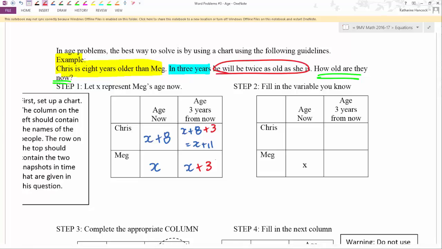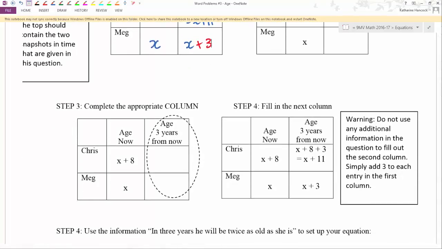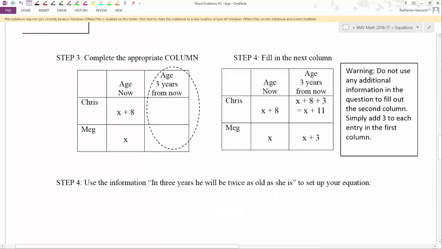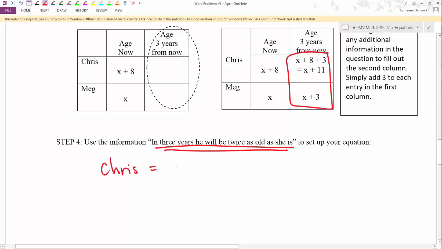And then we're going to use that along with what was circled up here. He will be twice as old as she is. And that's where we're going to get the equation. So if we look down, we got the same stuff as Miss Fioroni, which is great. And then we're going to use this part here along with this to set up our equation. So in 3 years, we're going to use those ages. We know that in 3 years Chris is going to equal 2 times Meg. And if we write that using the stuff from our equation, Chris is X plus 11.